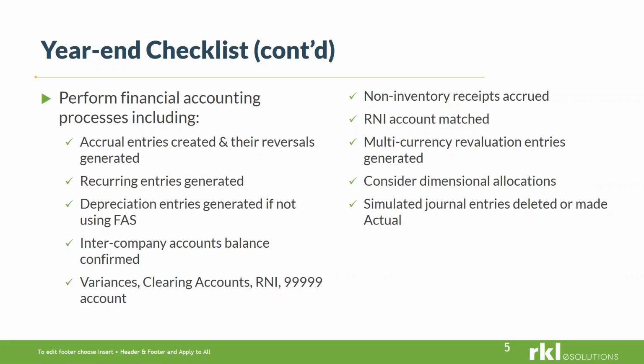You might also want to take this opportunity to review your dimensional allocations to ensure that the rules that you've set up for dimension postings have been adhered to. So if you've got a requirement that all expenses have a department populated, for example, just review those expense entries to ensure that that's the case.